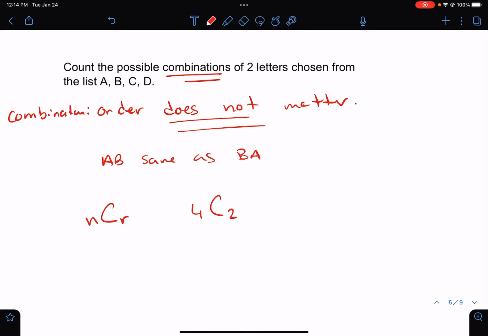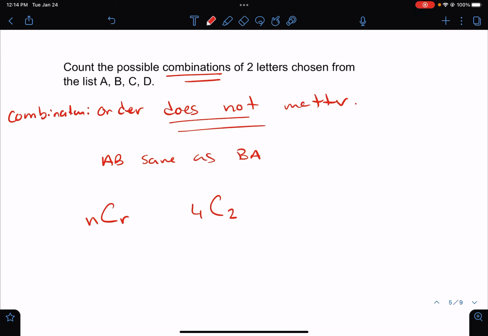All right, the second part of today's lesson is how to do combinations. Now, combinations are almost the same thing as permutations. The only difference is that in a combination, the order of the arrangement does not matter. In a permutation, the order matters. But in a combination, A coming first and then B is the same as B coming first and then A.